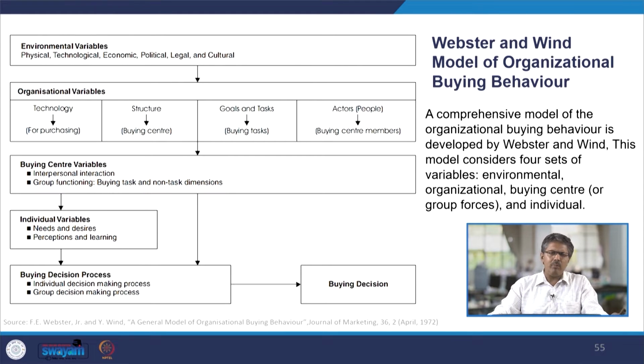Then it talks about the buying center variables, for example the interpersonal interaction. What kind of interaction is happening, and what is the group functioning, buying task and non-task dimensions. For example, are the members within the organization cooperating, supporting each other, or are they having regular conflict? In the last class I talked about conflict and how to resolve conflict.